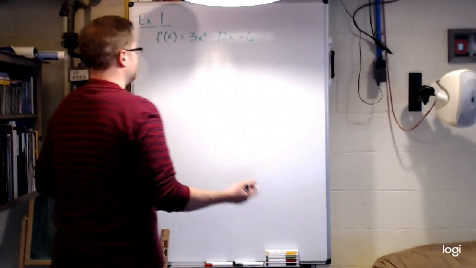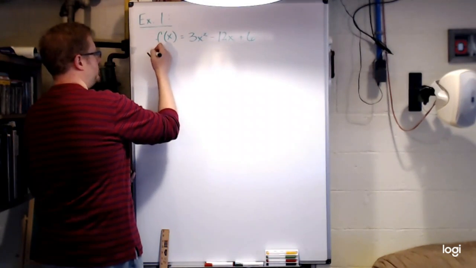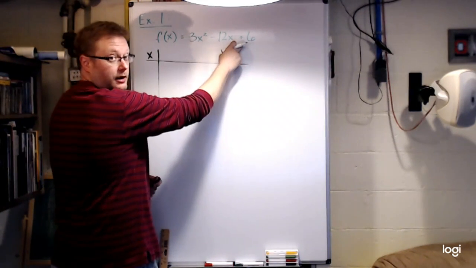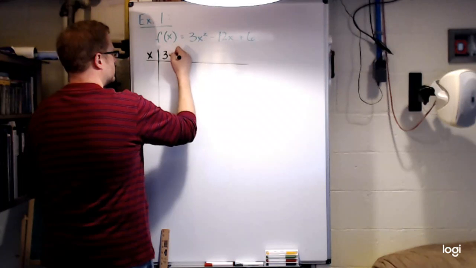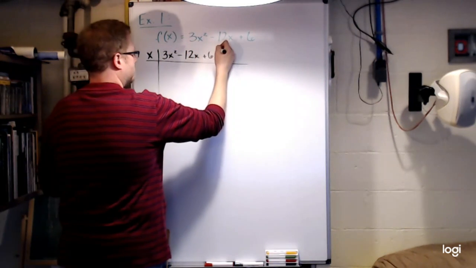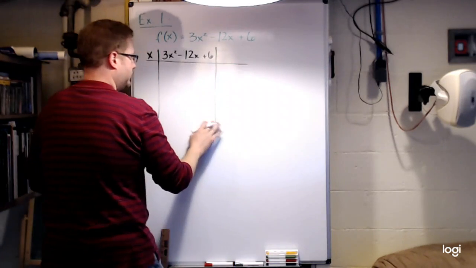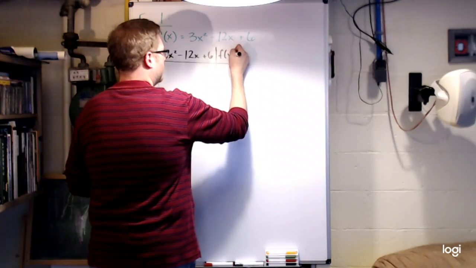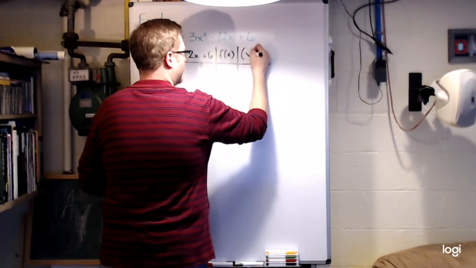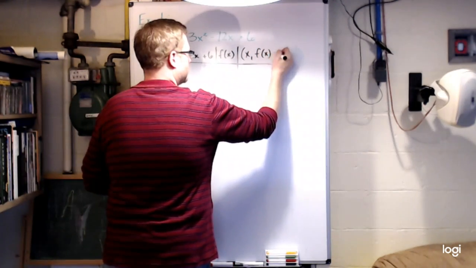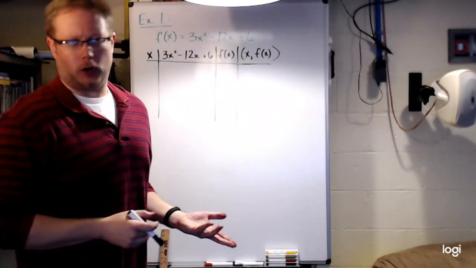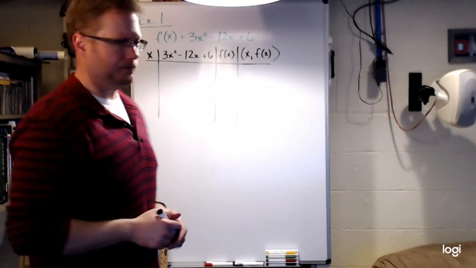So whenever we make a table of values, you start with your x column, then the function itself, so 3x squared minus 12x plus 6. Then you have your y, or your f of x column, and then you have your coordinate itself, x, f of x. Okay, so ideally you have 4 columns if you're trying to do a really nice table.